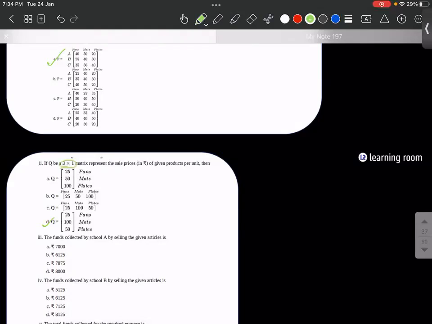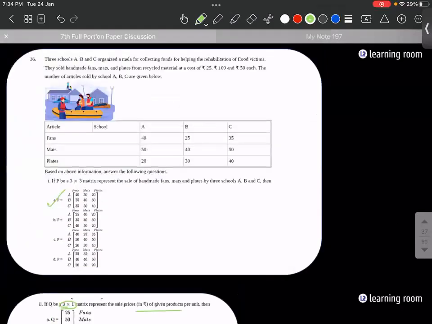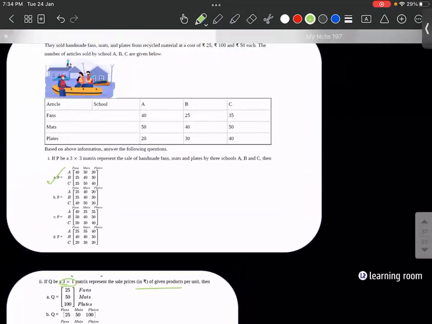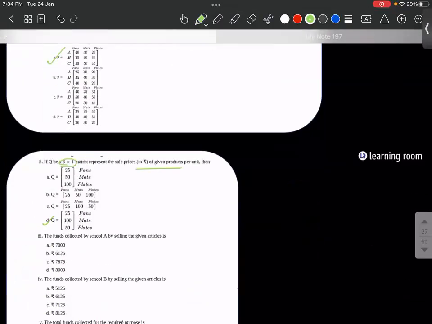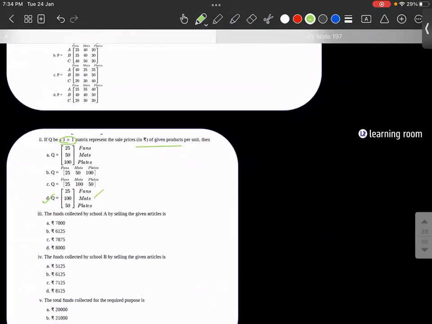They have given order Q is a 3x1 matrix which represents the sales of given product per unit. So 3x1, 3 rows and 1 column. So it should either be A or D. So 25, 150, 25, 150, the answer.